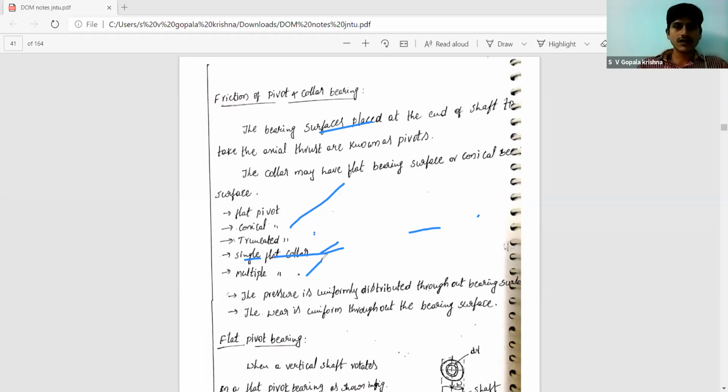One of the important things here is that those also have 5 derivations. So all of you observe that. Coming to the first one, it is the flat pivot bearing.